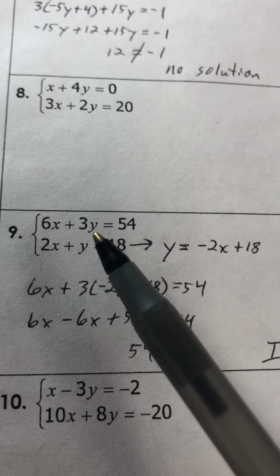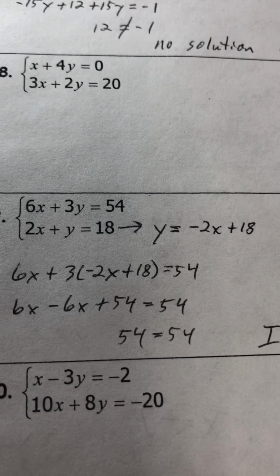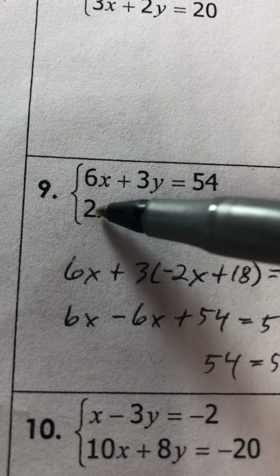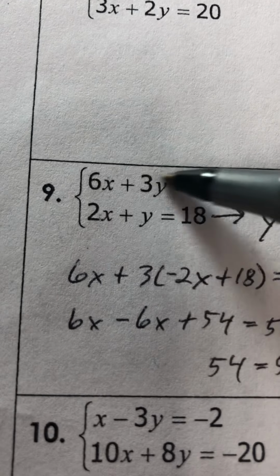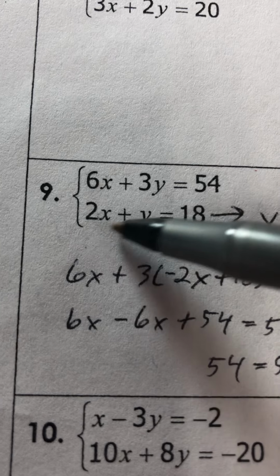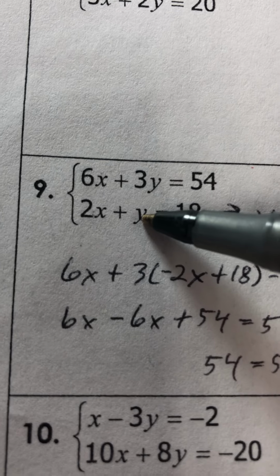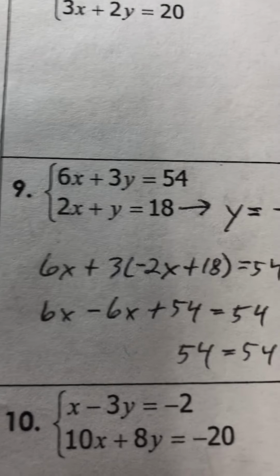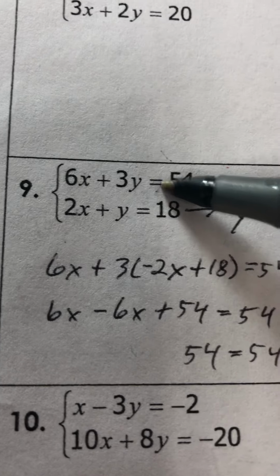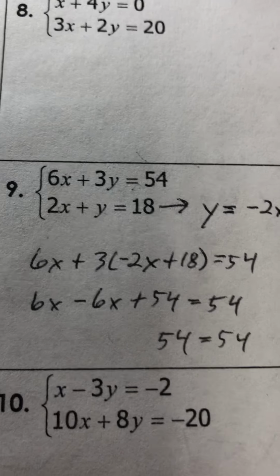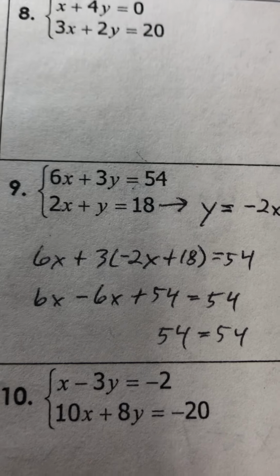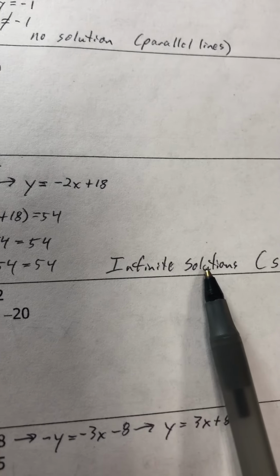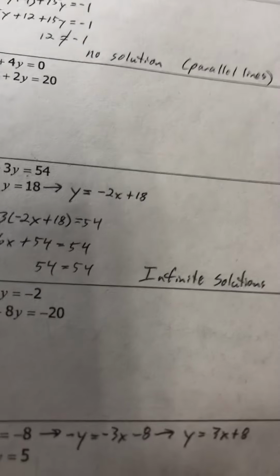If I was to convert these, think about this. Let's take all of these and divide by 3. So 6 divided by 3 gives you 2x. 3 divided by 3 gives you 1y. 54 divided by 3 gives you 18. They're the same thing. They're the same line. This one's just multiplied by 3. If you put them both in slope-intercept form, you'd see that they're exactly the same line. So they have infinitely many solutions because they're stacked right on top of each other. They're the same line.